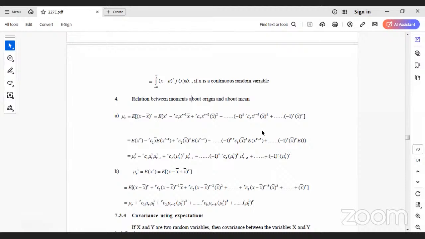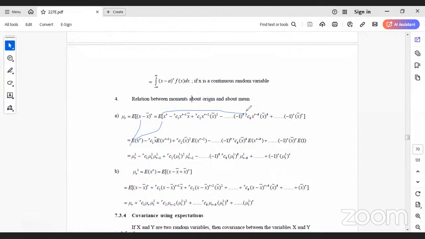So what is that condition in the next step? E of (x minus x bar) whole power r that we are taking is E of x power r. I am simplifying here: E of x power r, then rC1 E of x power r minus 1 into x bar, rC2 E of x power r minus 2 x bar whole square, and so on, minus 1 whole power k. I am applying E for all these values, and minus 1 whole power r x bar whole power r; E of 1 we are not taking here.